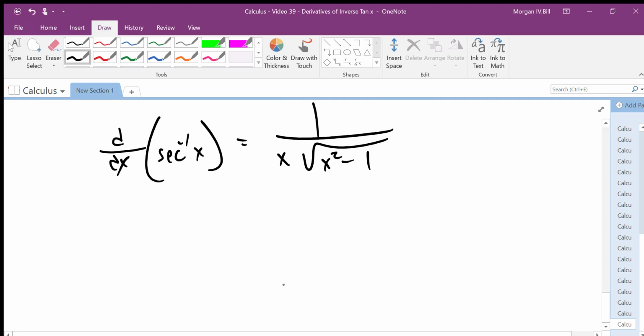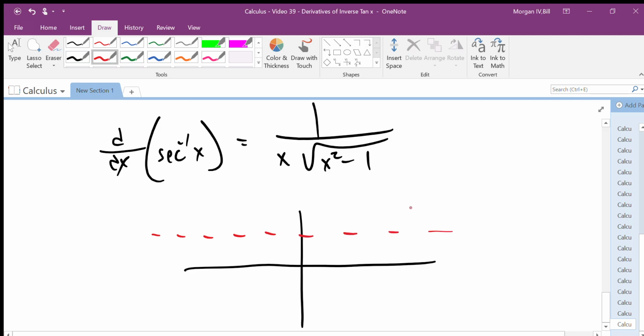If you remember the graph of inverse secant, it looks something like this. There was a horizontal asymptote here at pi over 2. Here's at 1 and negative 1. Negative 1's up here at pi, and it kind of went down like this. And then at 1, 0, went like this. Okay. At any point on this graph, pick any point you want, notice that the slope is positive. The slope's always positive for the inverse secant.